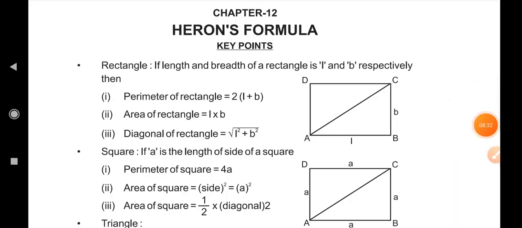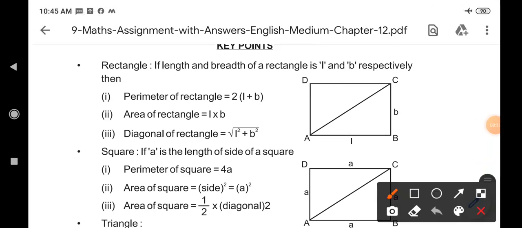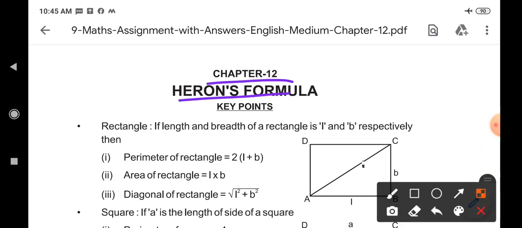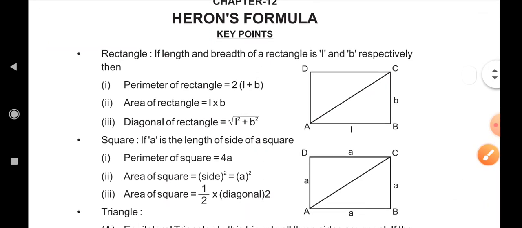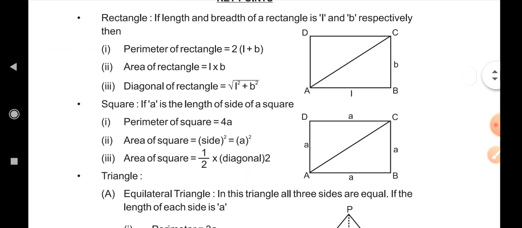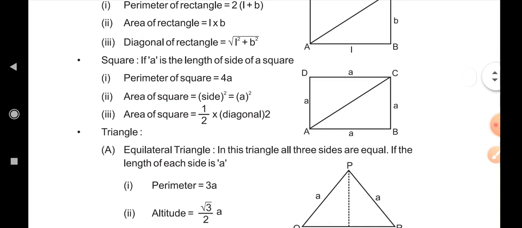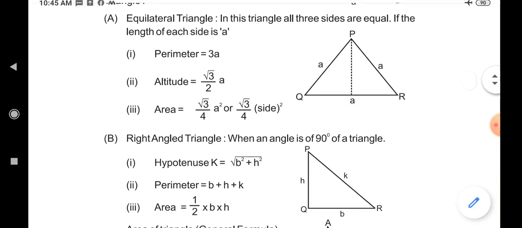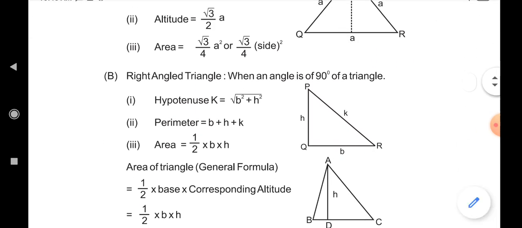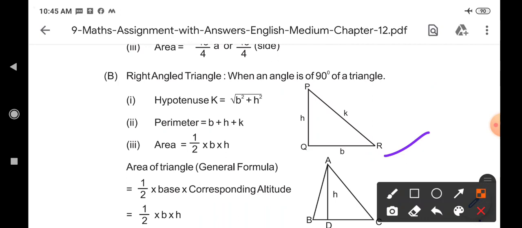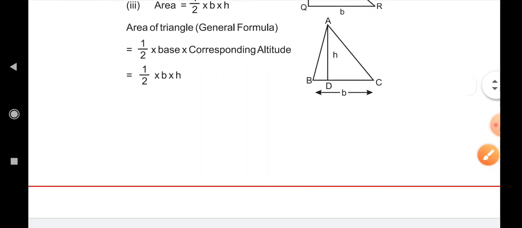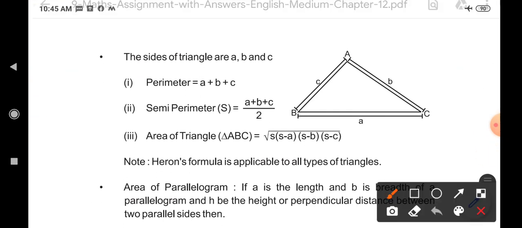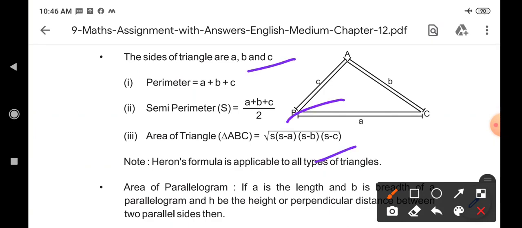I want to show you the key points of Heron's formula also. You can see that these are the key points of this chapter, Heron's formula. You can see it step by step. You can even take a screenshot of this, in which we have found the perimeter of most of the figures, the area of the figures, and the length of the diagonals for the square, rectangle, equilateral triangle, and the right angle triangle, and the general formula for any scalene triangle. You can see that. And finally we will find out the area of the triangle with the help of Heron's formula.